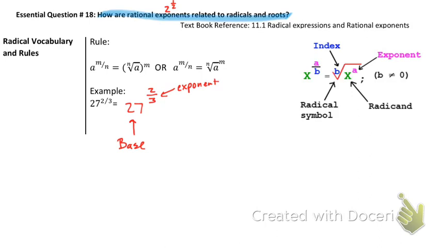Pretty simple. We're going to take the base, and the base is the part that goes into the radical. The exponent goes into two different spots. The bottom number will be your index number. So this is your root. The bottom number turns into the root.